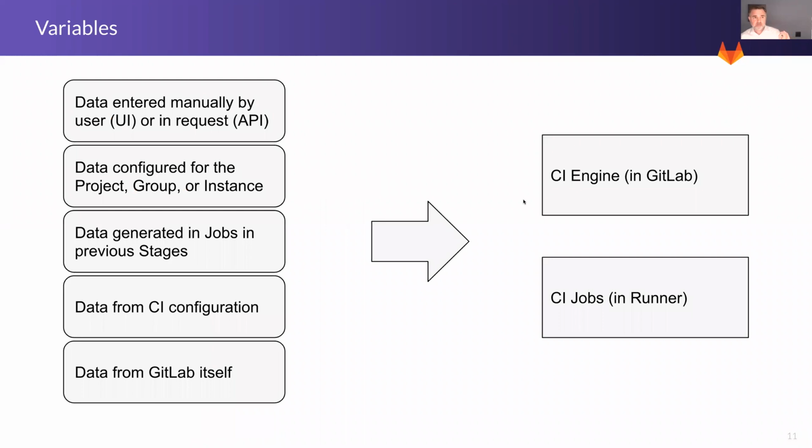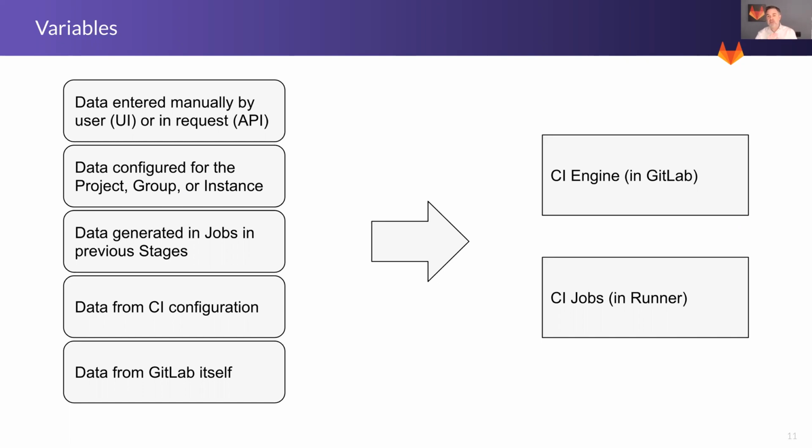So first off, to understand rules, you have to understand variables. Variables in GitLab CI come from a lot of different places. They can be entered manually by the user. They can be in an API request. They can be configured either at the project, group, or instance level. They can be generated in jobs in previous stages. They can come directly from the CI configuration, or they can come from GitLab itself. So they come from a lot of different places, and they're used in two different places.